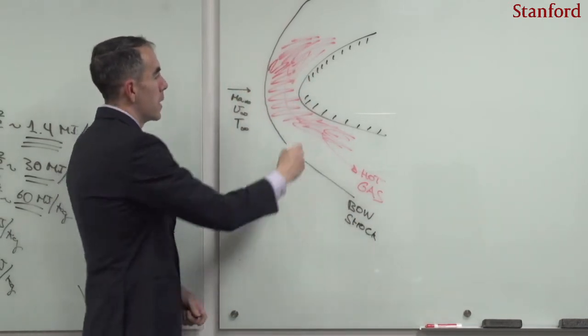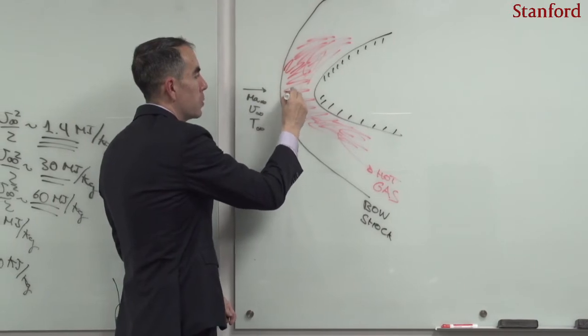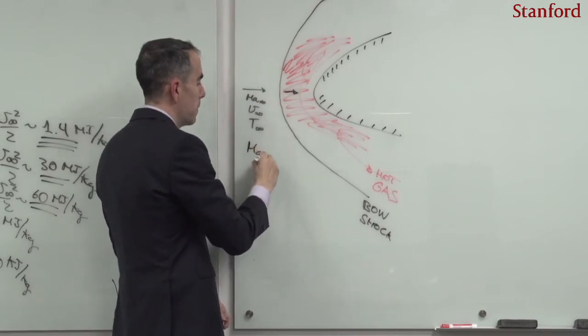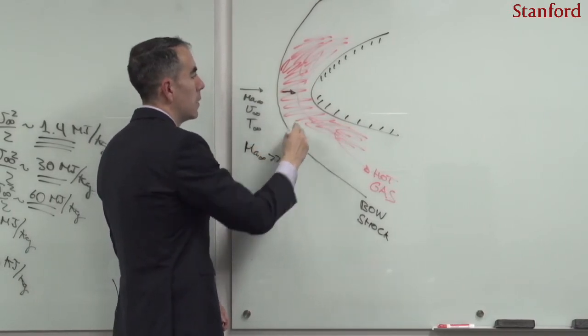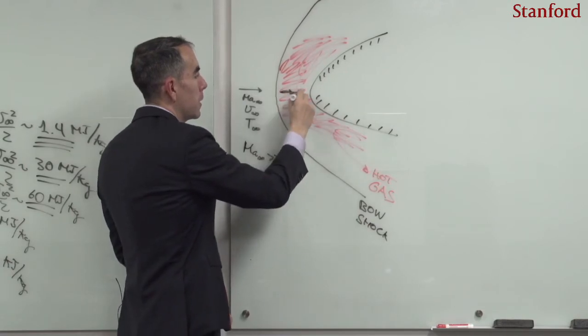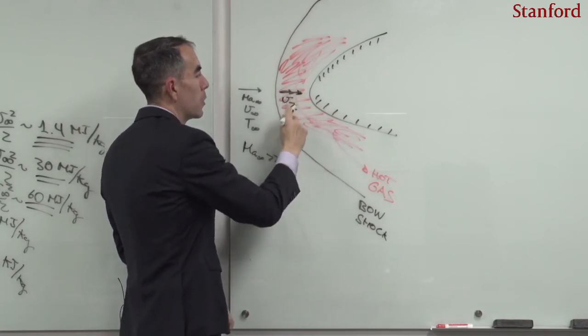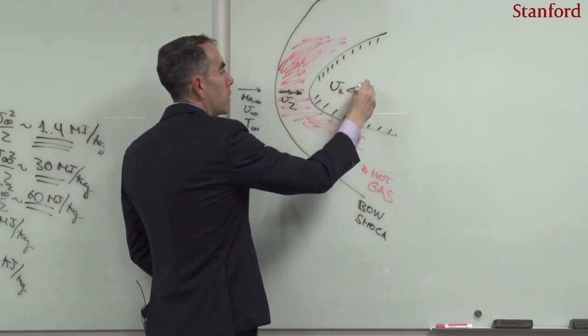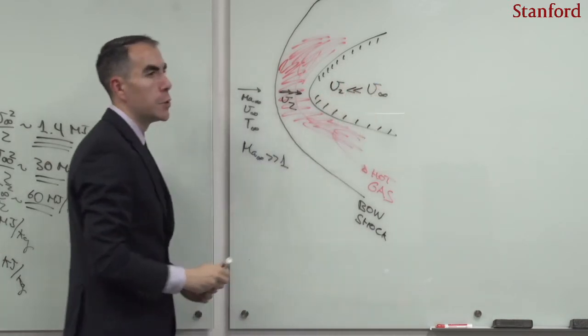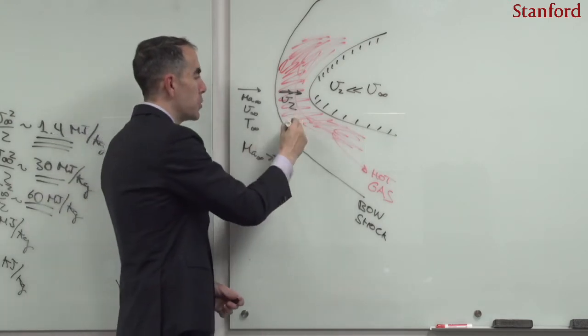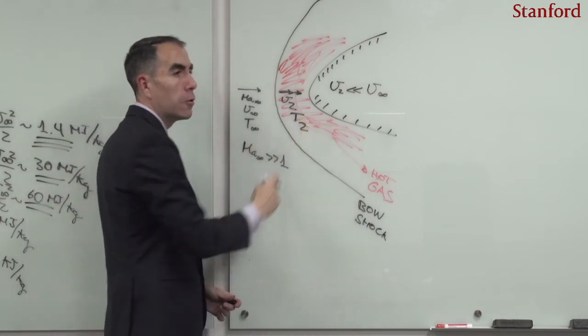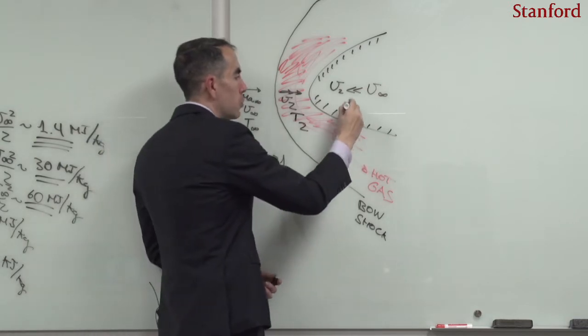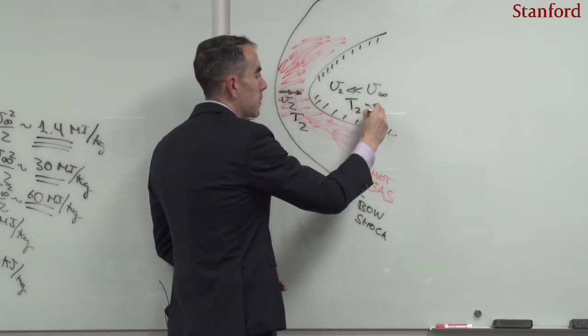So the resulting velocity downstream of the shock wave at high Mach numbers, the resulting velocity here, let's call it U sub 2. This velocity is going to be much smaller than U infinity. And the resulting post-shock temperature, that I'm going to call T sub 2, is going to be also much larger than T infinity.